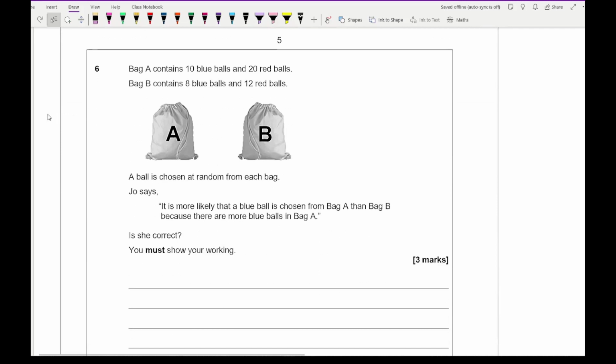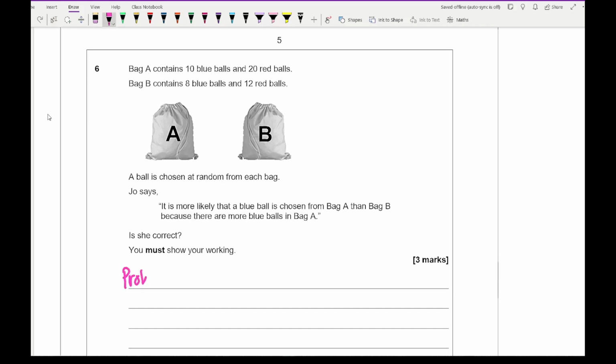Then looking at question 6, it says bag A contains 10 blue balls and 20 red balls. Bag B contains 8 blue balls and 12 red balls. A ball is chosen at random from each bag. Joe says it's more likely that a blue ball is chosen from bag A than bag B because there are more blue balls in bag A. Is she correct? Well, here we look at this probability.